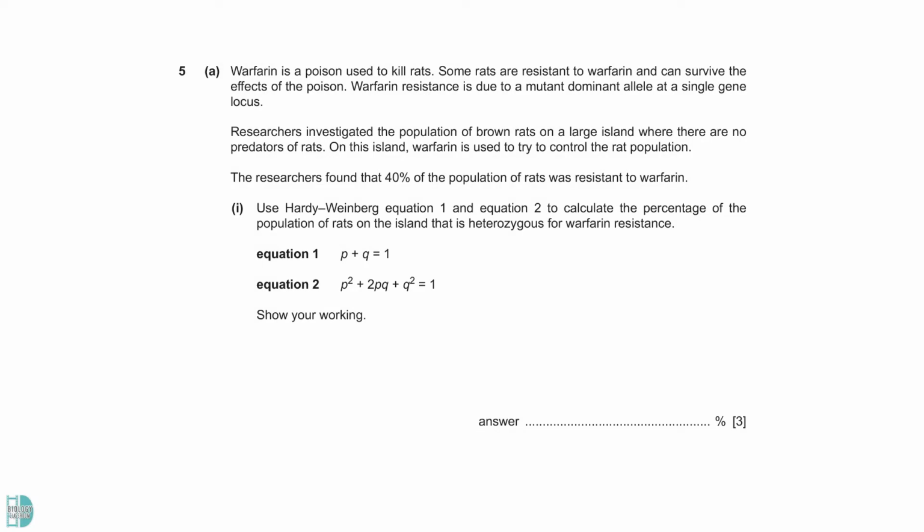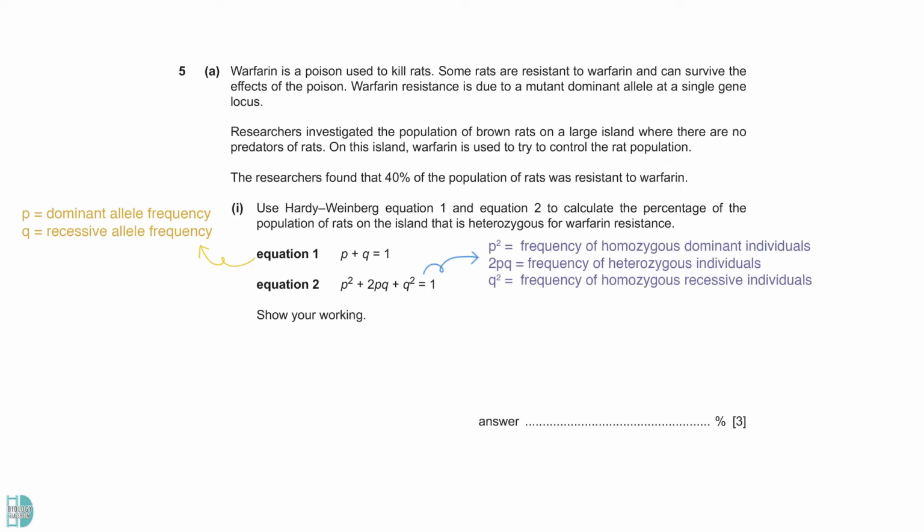5a is about warfarin resistance. 1 wants you to use the Hardy-Weinberg equations to calculate the percentage of the rats that is heterozygous for warfarin resistance. p and q in equation 1 represent the allele frequency of the dominant and recessive alleles for this trait. p squared in equation 2 is the frequency of the homozygous dominant individuals. 2pq is the heterozygous, while q squared is the homozygous recessive individuals.